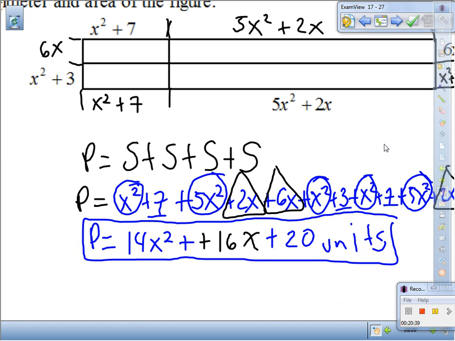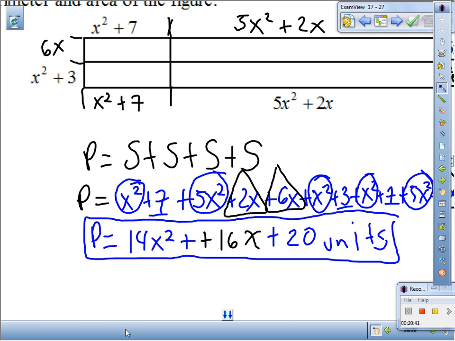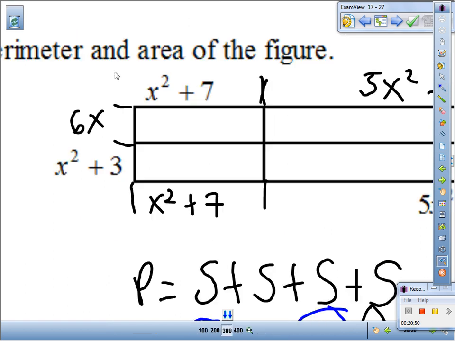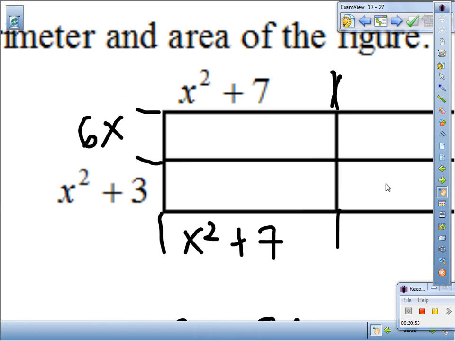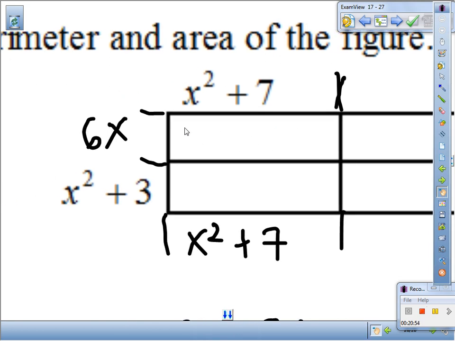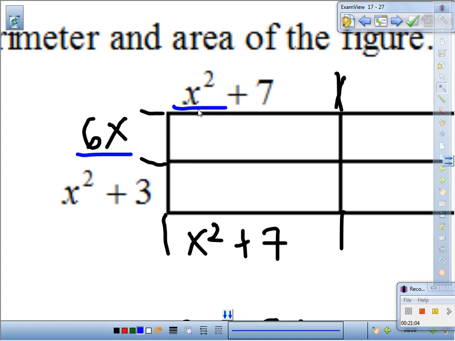Next, we're going to work on the area. To find the area, we need to find each of these areas, right? Okay, so watch. I'm going to zoom in. How do we find this area right here? 6x times x squared plus 7. So let's see. What is 6x times x squared? 6x cubed. Plus, what is 6x times 7? 42x. Okay, we're done with this little piece.